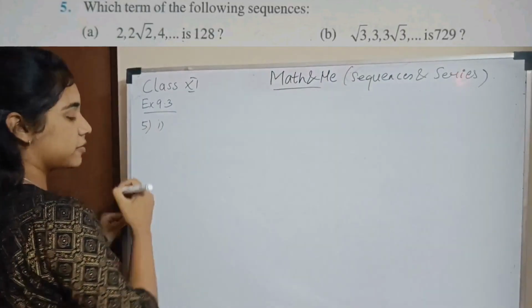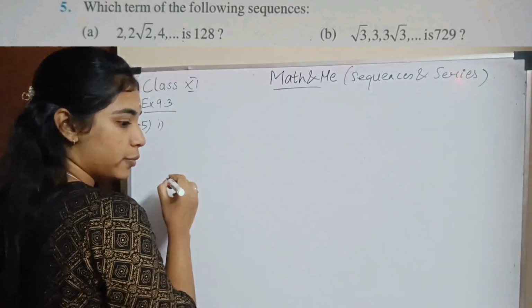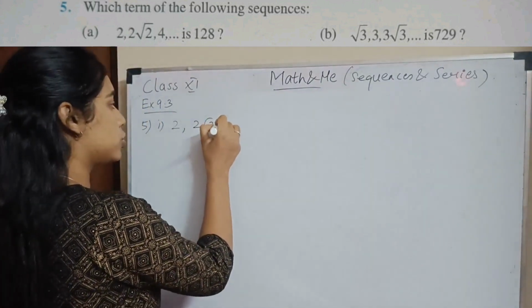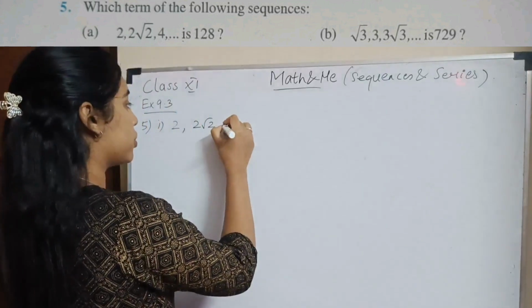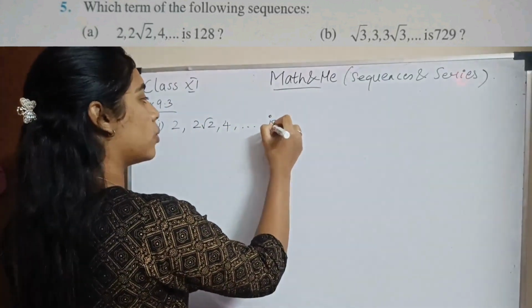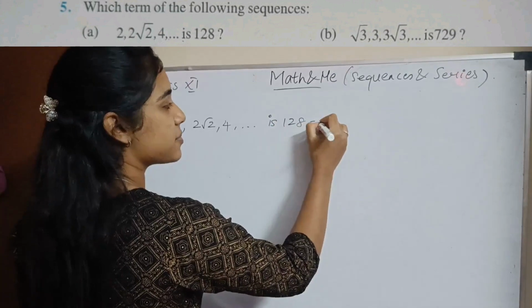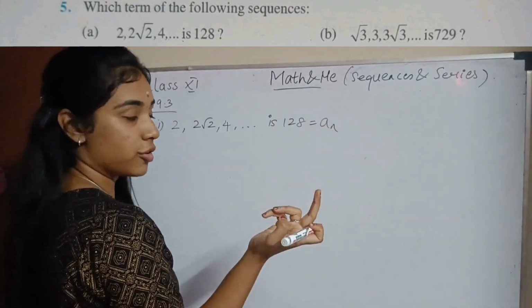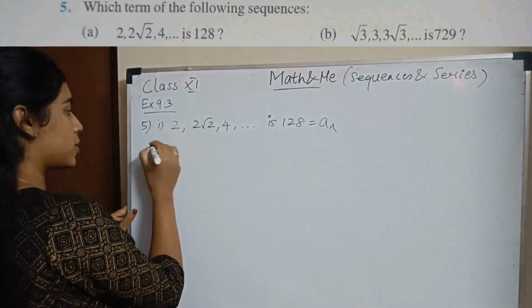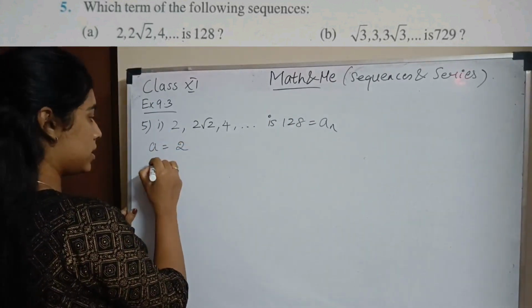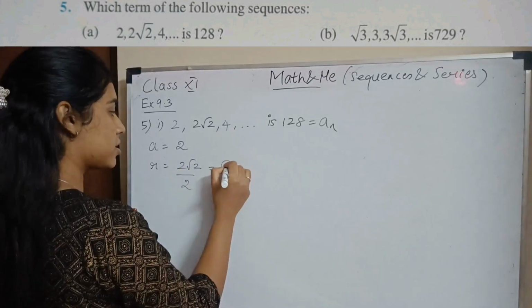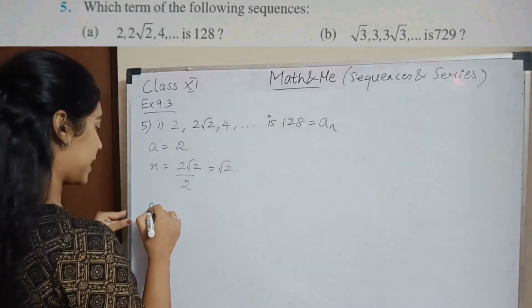Question number 5, first subsection. Which term of the following sequence 2, 2 root 2, 4 is 128? So this is my AN. They are asking which term it is. So N is what you need to find. So what is my A? 2. What is my R? 2 root 2 divided by 2, which is root 2. So what is my AN?